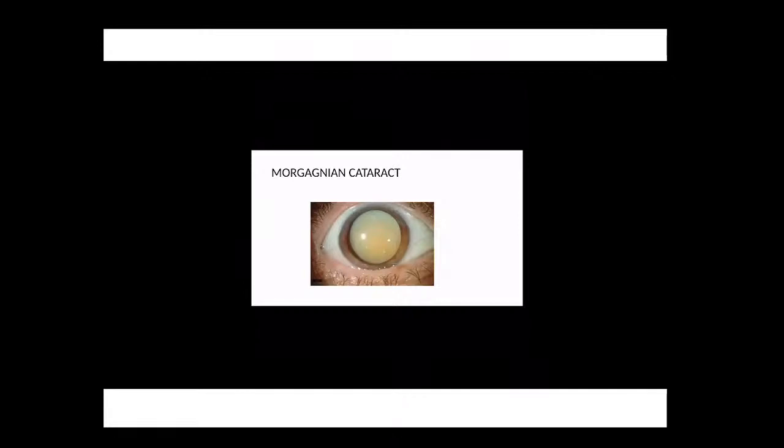This image is very important. Morgagnian cataract. This image has been asked in NEET and also in FMGE. So Morgagnian cataract. So these are the types: nuclear cataract, cortical cataract, posterior cataract, capsular cataract. You can see here the nucleus of the lens gets opacified. Here you can see the cortex mainly getting opacified.